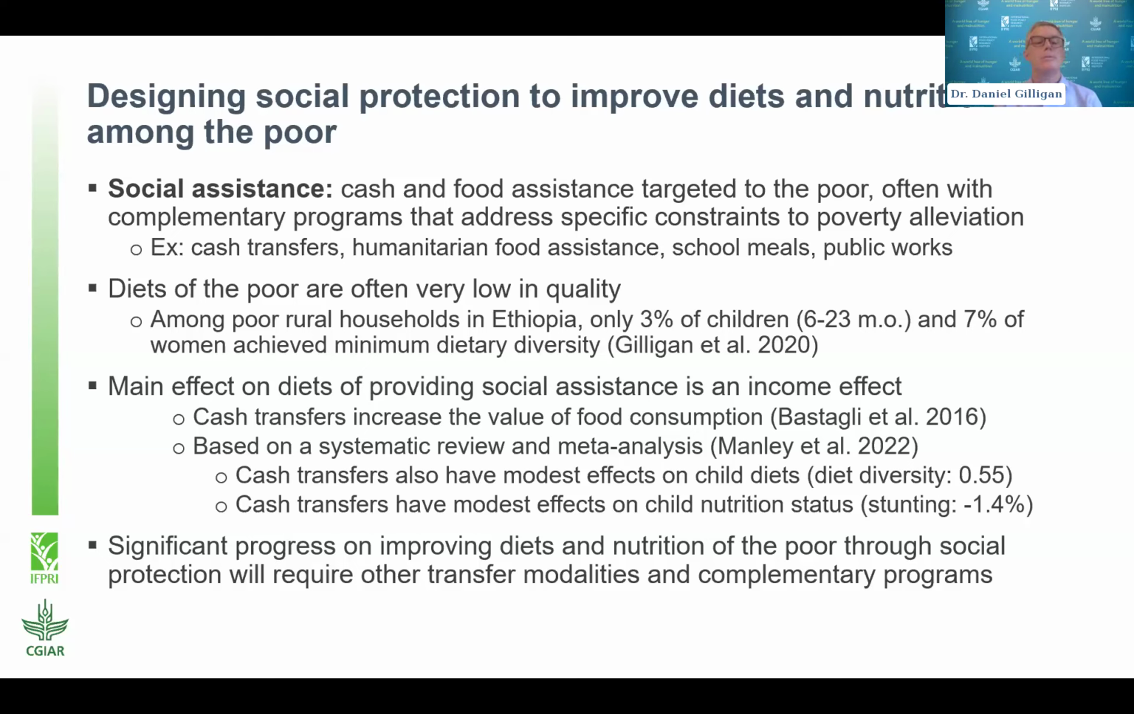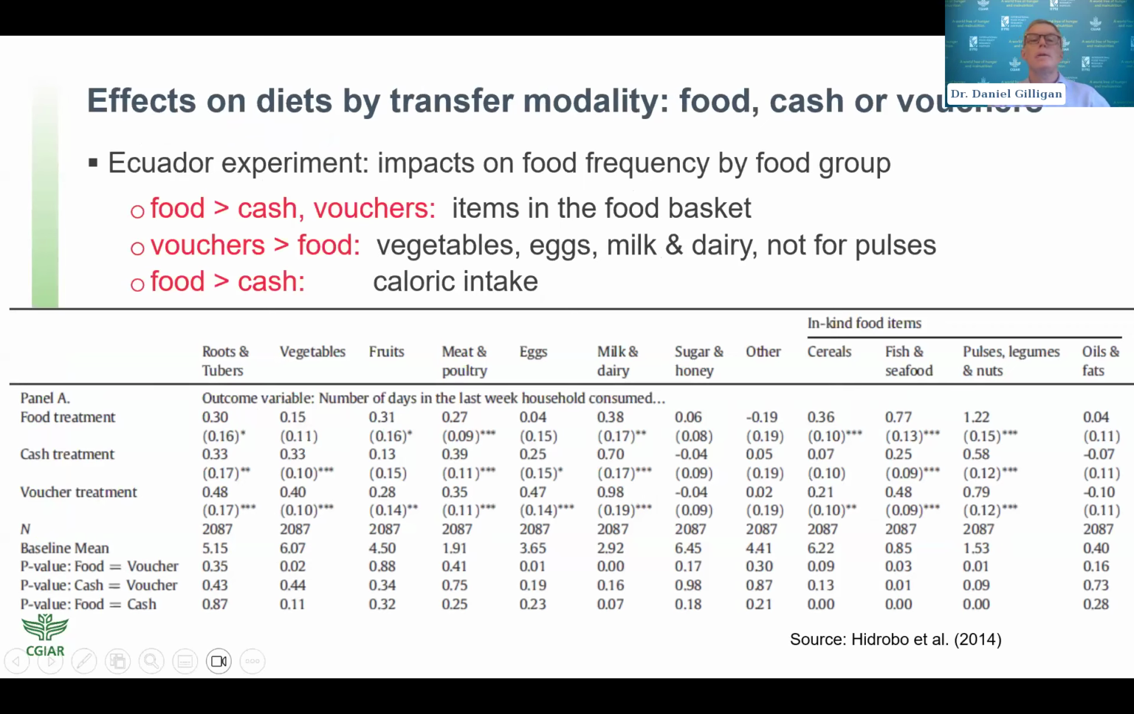My first example is on effects on diets that differ by transfer modality. This is work from Ethiopia led by my colleague Melissa Hadrobo, where for World Food Program, they had an experiment that compared food transfers, a food basket, to cash transfers or food vouchers. And we're just looking at the effects here of those 3 different modalities. So the food vouchers provided access in local markets to a particular basket of food, but it was a wider basket than is available through direct food transfers.